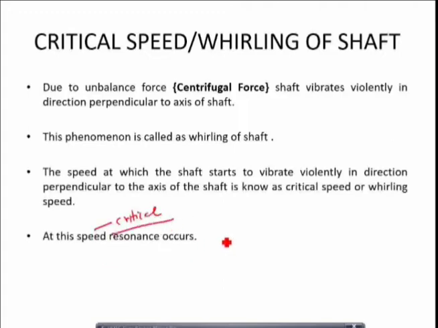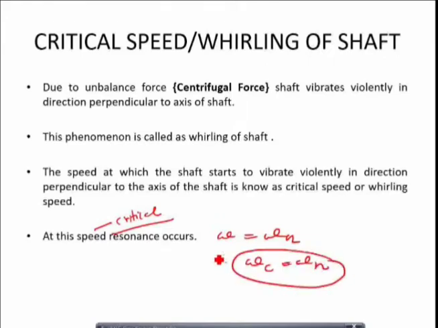Now, what do you mean by resonance? Omega equals omega n. And when omega is equal to omega n, therefore we can say that omega c is equal to omega n, right? Because the critical speed is the speed at which omega is equal to omega c, and resonance is the speed at which omega is equal to omega n. So omega c equals omega n. So the critical speed is equal to omega n, and that is why we can define the critical speed as the speed at which resonance occurs.